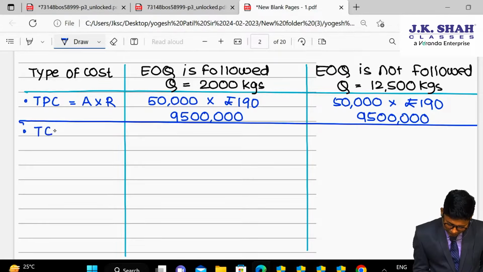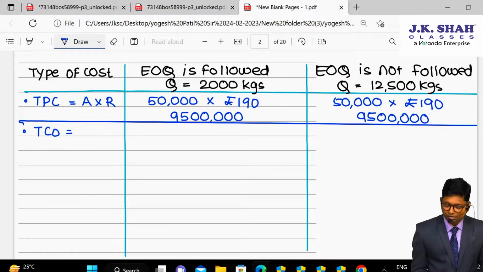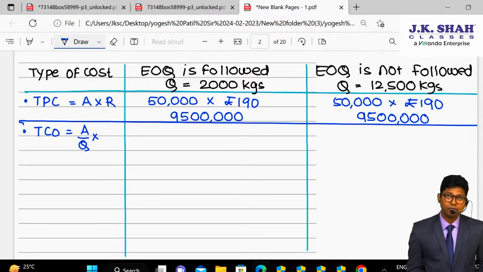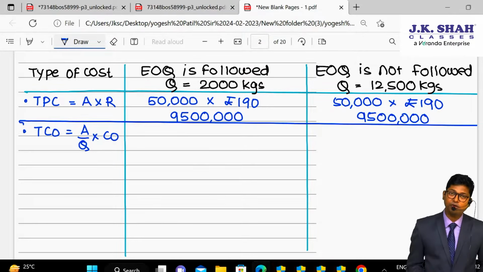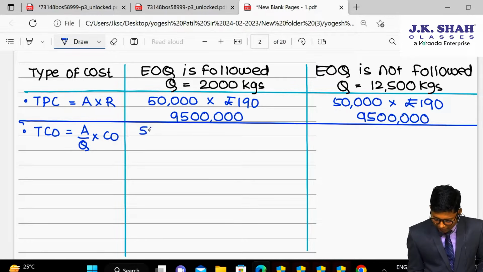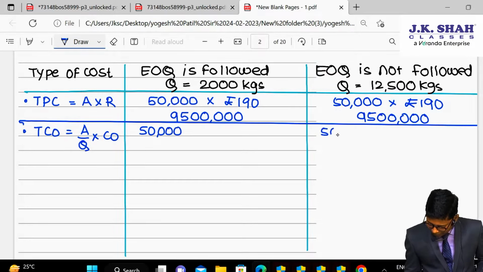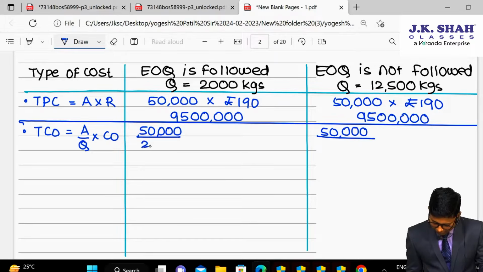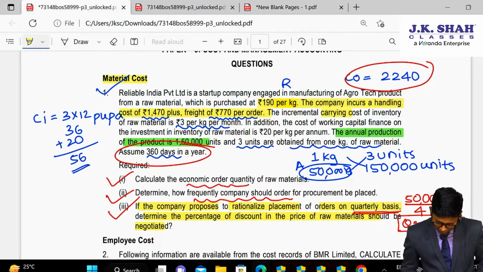The second calculation is total ordering cost. This cost we compute by using this formula, that is A divided by Q, number of orders to be placed, multiplied by ordering cost per order. My annual requirement is 50,000, so 50,000 I have recorded in both the columns. I am dividing it by the respective quantities, and quantities are 2,000 and 12,500. When you divide it, you will get the number of orders to be placed, and this is to be further multiplied with the ordering cost per order, and my ordering cost per order is 2240.